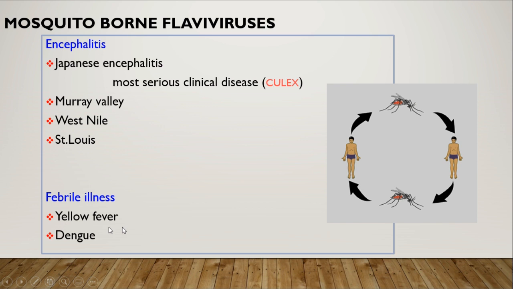Now, febrile illness is mainly seen in yellow fever condition. Yellow fever is one example. Dengue is the most common flaviviral infection in India. So comparing all these things, dengue is the more common flaviviral mosquito-borne viral infection in the Indian subcontinent.